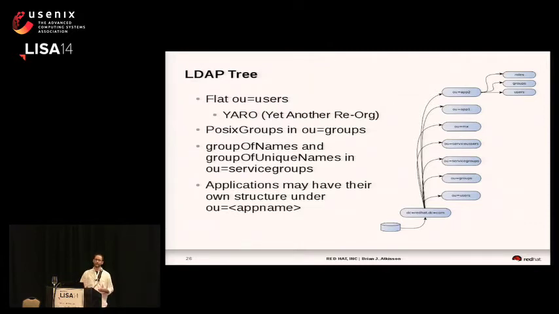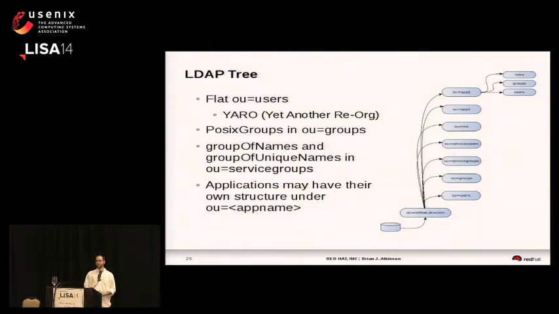So rather than trying to keep up with this organizational structure in an LDAP like you would do in an Active Directory environment, everybody goes in OU equals users, and we flag users with attributes: what groups they belong in, what departments, what cost centers, and so on.